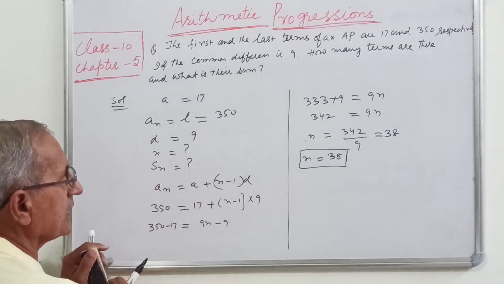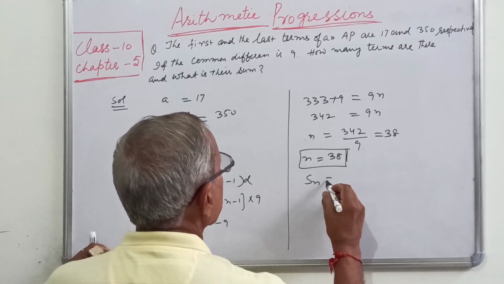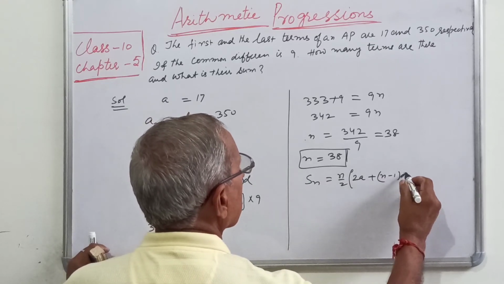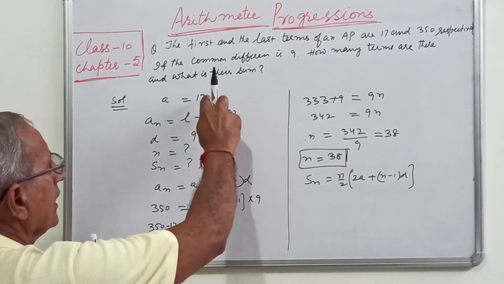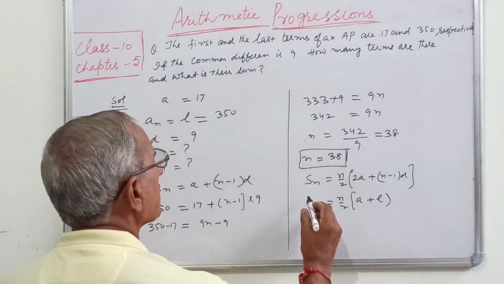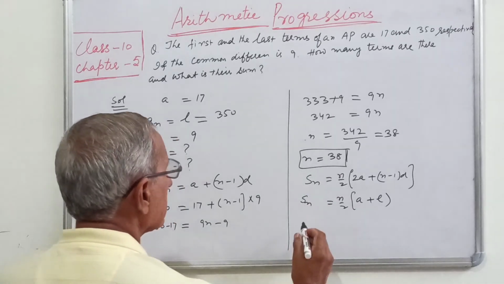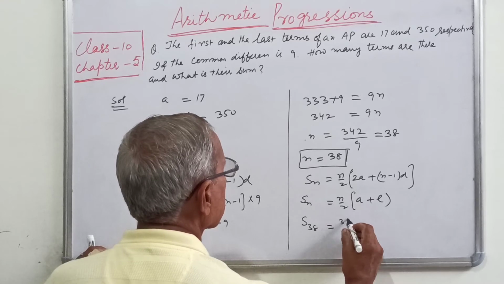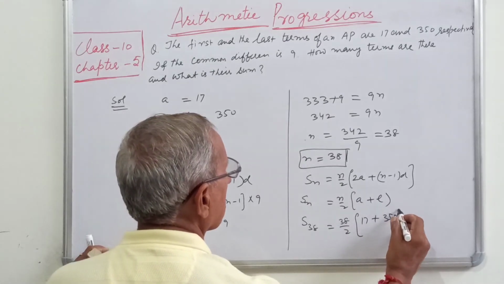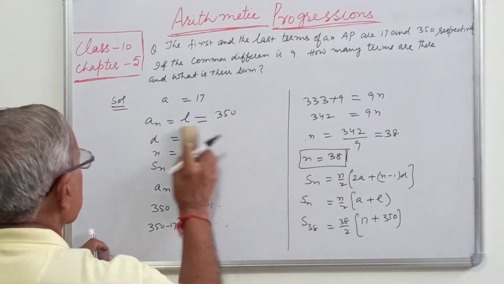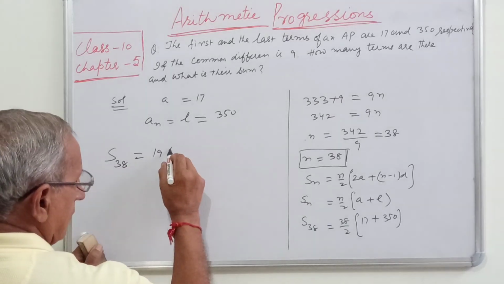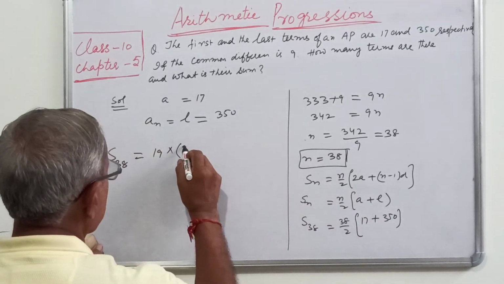We have to find out S38. So Sn is equal to N upon 2 into 2A plus N minus 1 into D. और दूसरा फार्मूला A प्लस L का है. दूसरा फार्मूला है N अपॉन 2 इंटू A प्लस L. सो कोई सा भी हम फार्मूला इसमें यूज़ कर सकते हैं. सो S38, so N is 38 upon 2, A is 17 and L is 350. So S38, 19 multiply 350 plus 17 367.